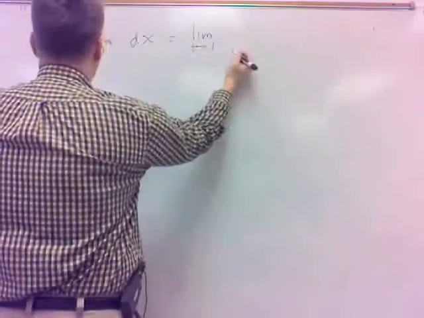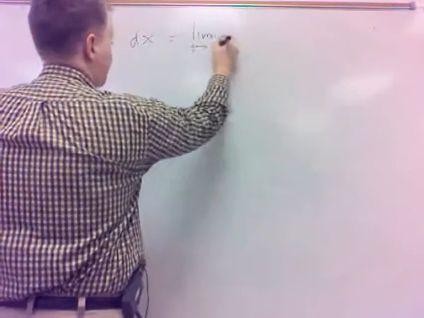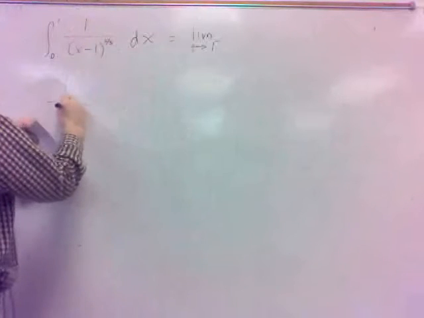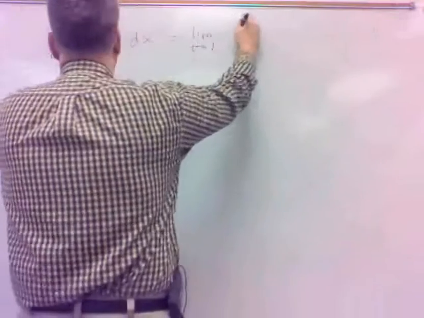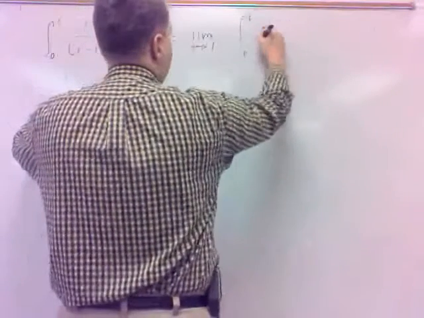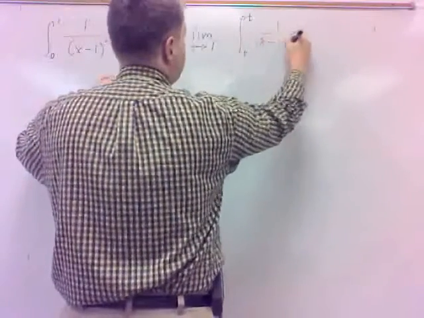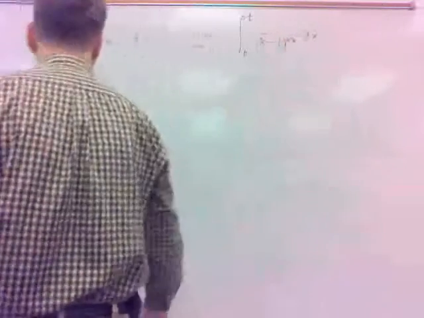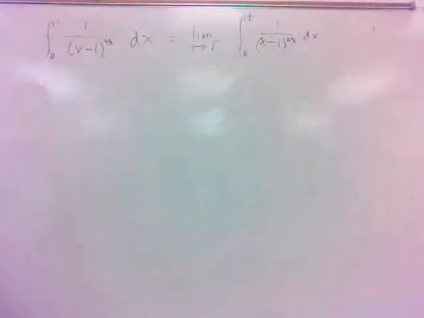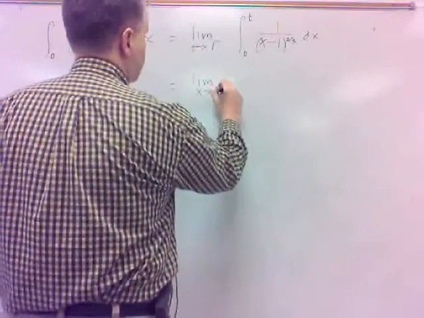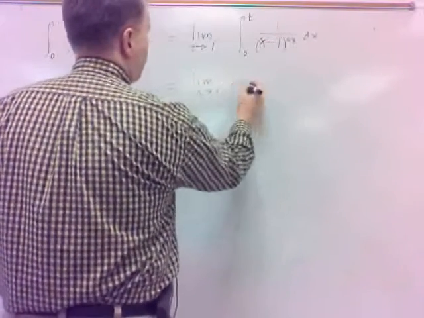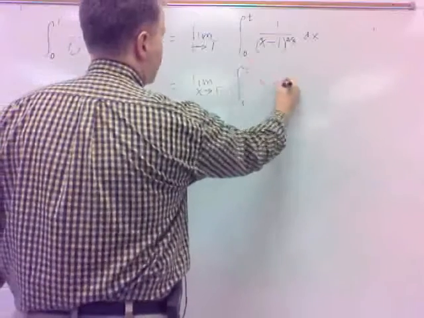And this would be which side? From the left. Yeah, I'm going 0 to 1, so I'm going to approach 1 from the left. The integral from 0 to t of 1 over x minus 1 to the 2/3 dx. So I'm going to do that integral very carefully. How about we change it to x minus 1 to the negative 2/3.